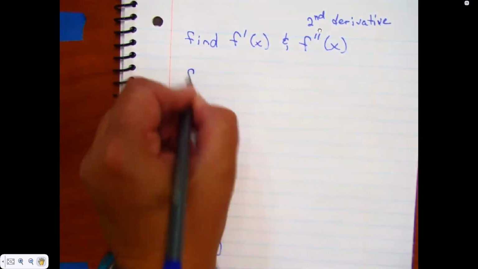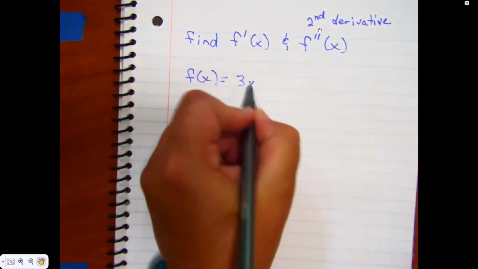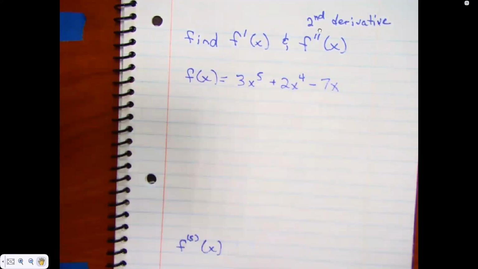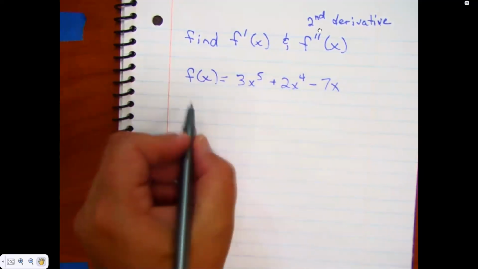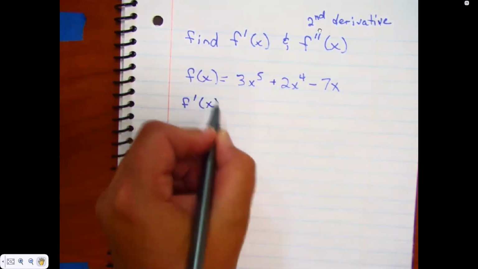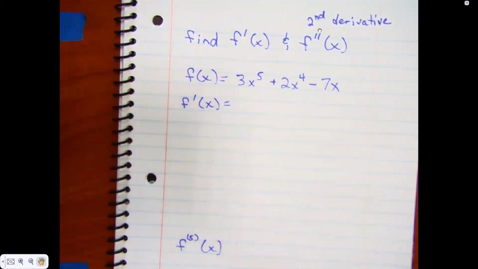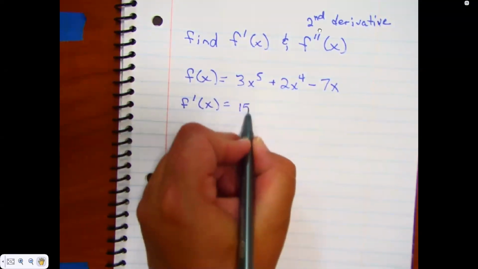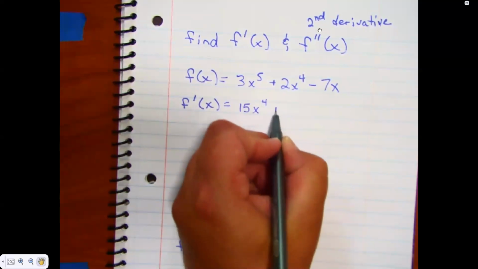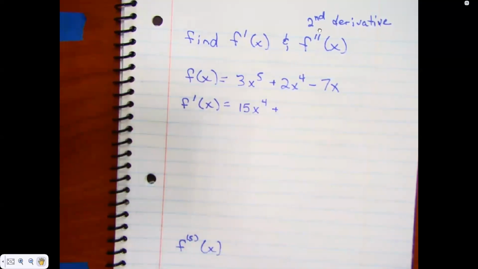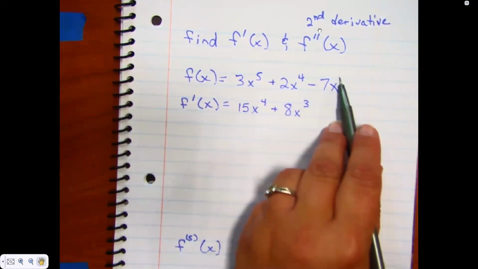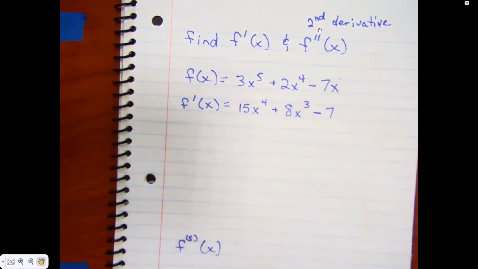Okay, so f of x, they make it basic. 3x to the 5th plus 2x to the 4th minus 7x. What is the first derivative? Roll it down, subtract 1. When you roll it down, if something's there, multiply. So 15x to the 4th plus, roll it down, subtract 1, 8x to the 3rd. And technically, I'm rolling a 1 down, so it would be -7.